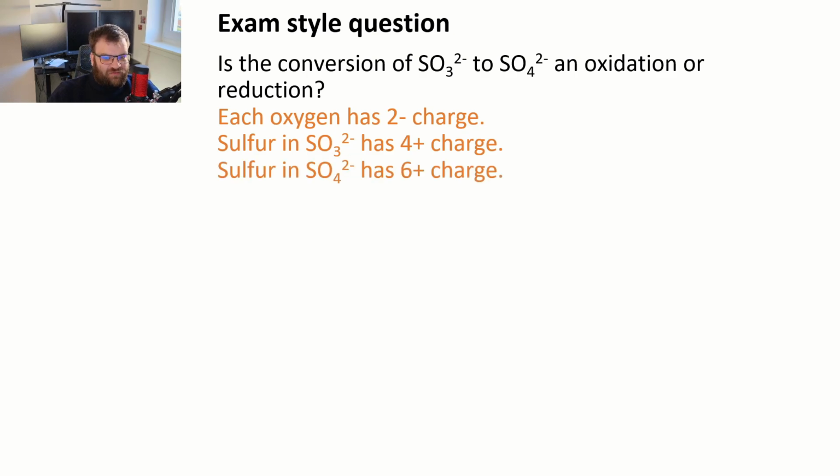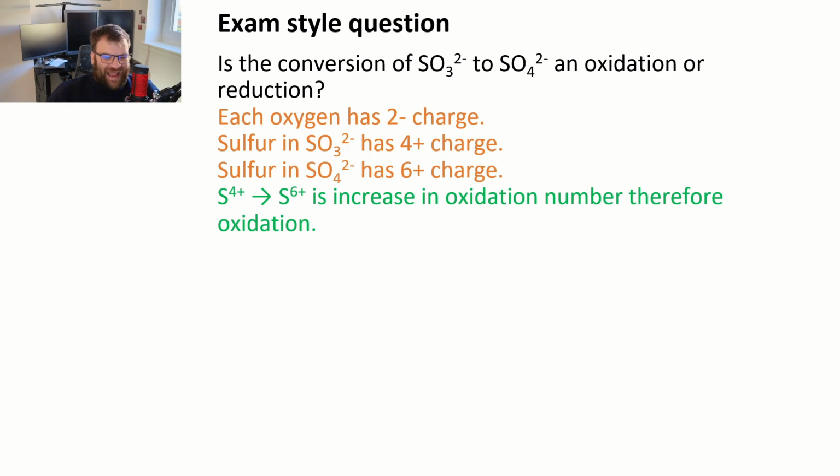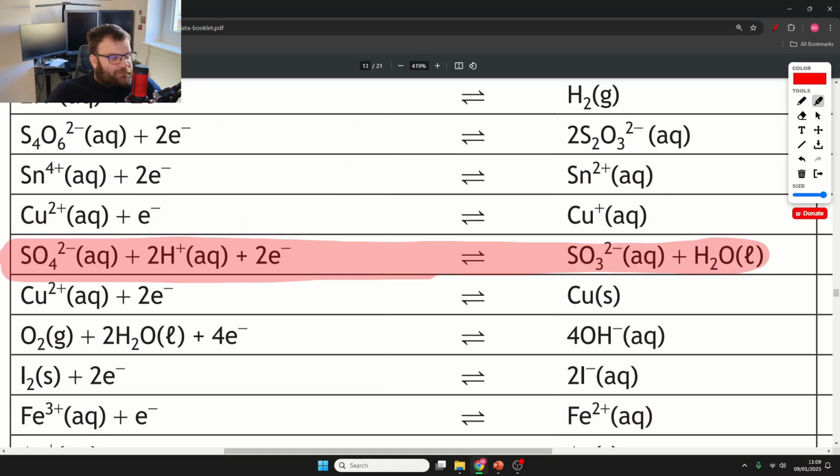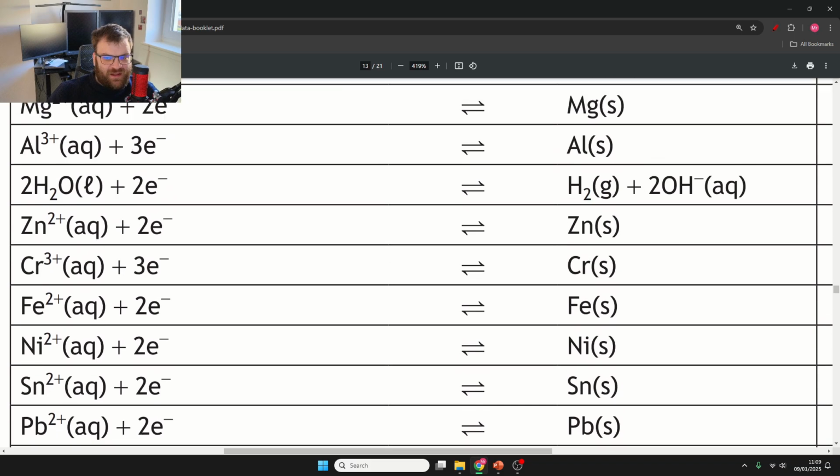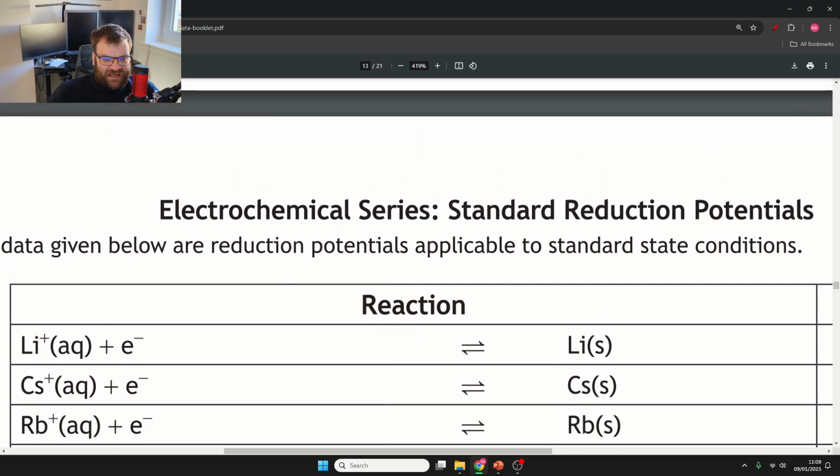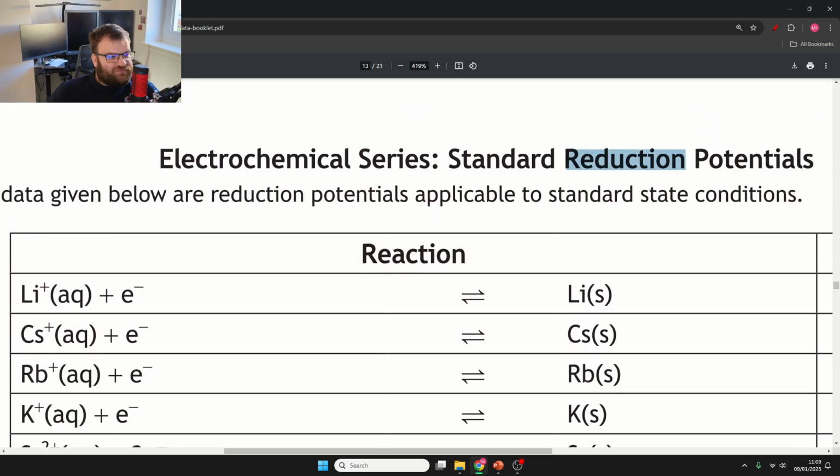And then the sulfur in the second one must have a bigger charge, because there's 4 oxygens attached to that, and it's still 2 negative overall. We are increasing oxidation number, therefore this is an oxidation reaction. Depending on the question, you might find that page 13 has those chemicals in the electrochemical series. In this case, in the data booklet, it starts with the SO4 and ends in SO3, and that is a reduction reaction.